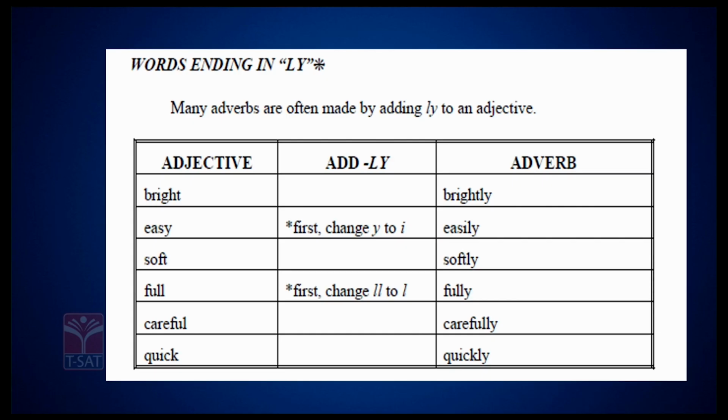Now, add ly. Bright, if you add ly, it is brightly. Easy, first you have to change this y to i. It is a word formation rule. So, add i and ly. Easily, soft, softly, full, fully, right. Careful, carefully, quick, quickly. So, this is something about how we can change adjectives into adverbs, right.